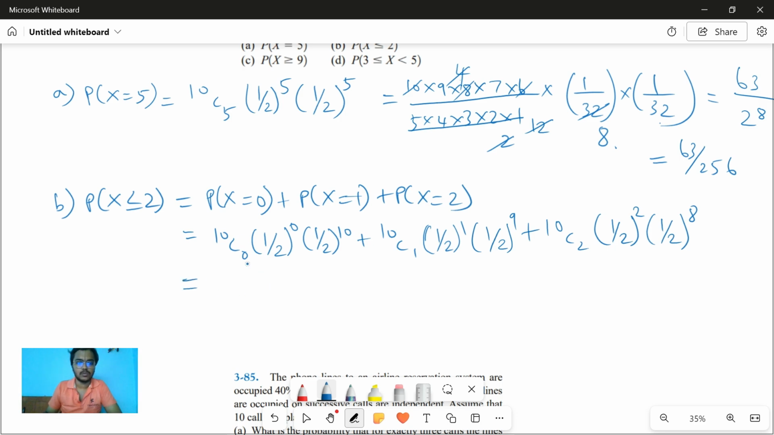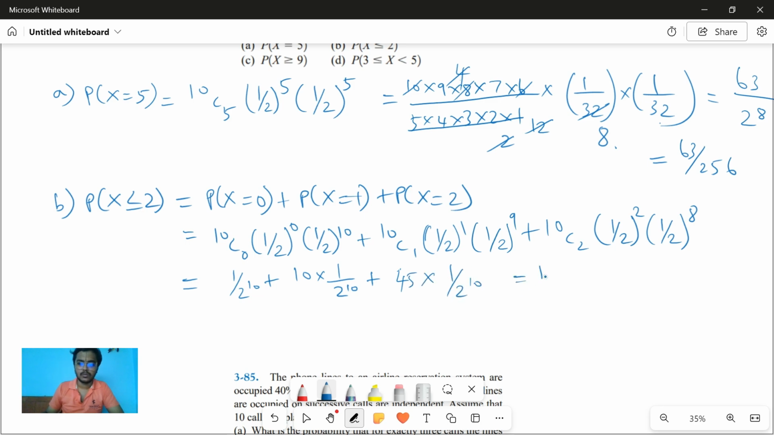10C0 is 1, so (1/2)^0 is also 1, and (1/2)^10 is there, plus 10C1 is 10, and again (1/2)^10, because (1/2)^1 times (1/2)^9. 10C2 is 10 × 9 × 8 factorial over 2 × 8 factorial, so 8 factorial will cancel, and 5 times 9 is 45, sorry, I wrote 40. So it will be 45, again times (1/2)^10.